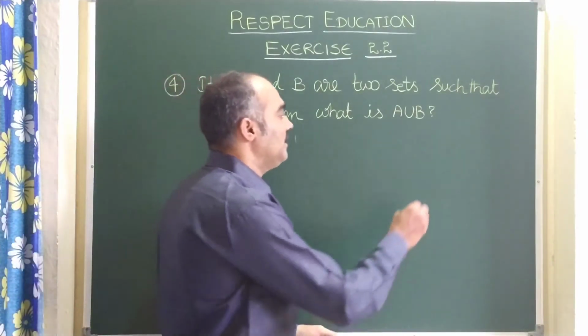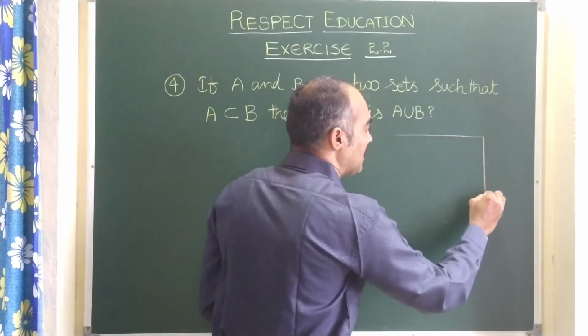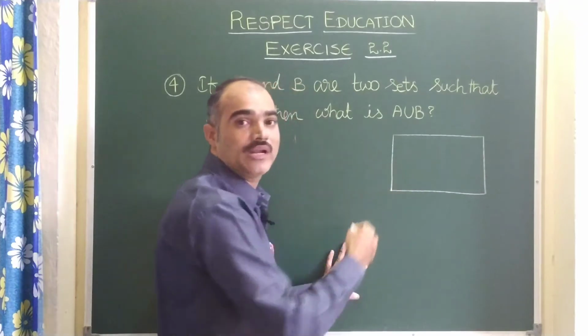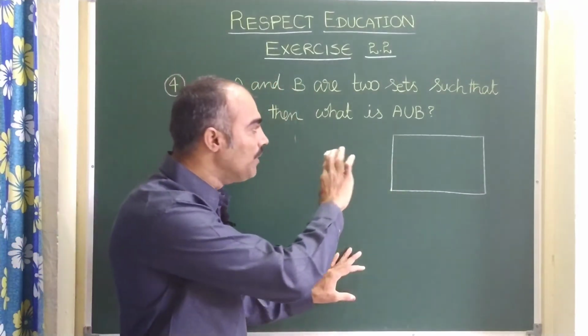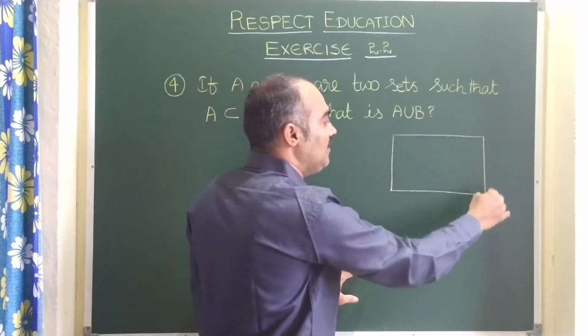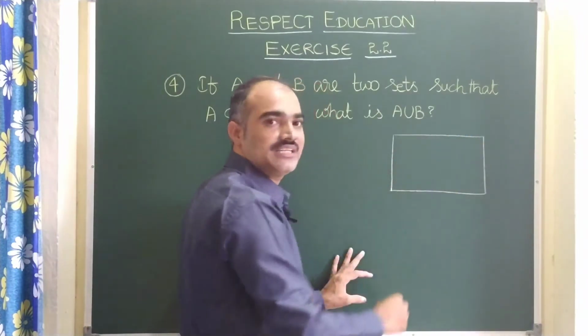Listen carefully. Sets can be explained by using a Venn diagram, children. If I explain it thoroughly, it will take more time, so here I will give you a brief introduction about the Venn diagram. A Venn diagram always has a rectangular box. It is called the universal set.